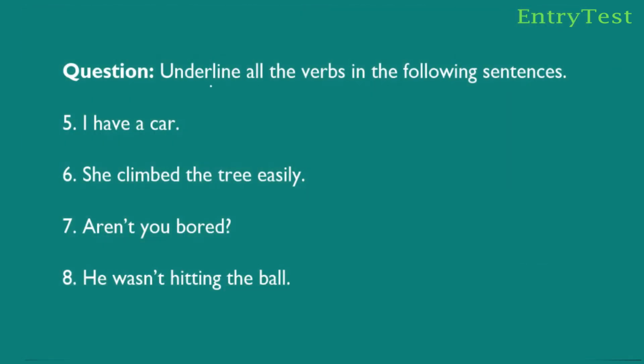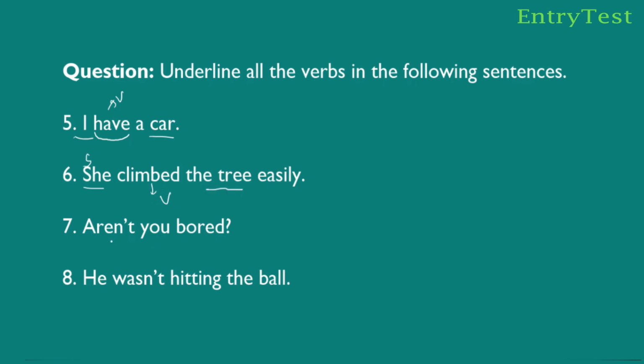Again we need to underline the verbs. So I have a car. Friends, here have is showing the state of possession. So have is my verb and a car is the object, I is the subject. She, which is my subject, climbed is basically a verb. The tree, so the tree is the object.